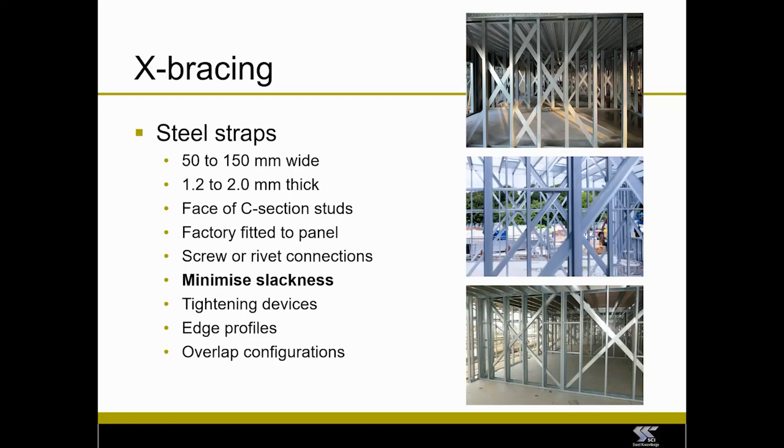So there are various ways that different systems avoid that slackness, whether it be a slight profile on the edge of the bracing strap, or tightening devices within the length of the flat strap, or it may just be that the installation procedure itself includes a method to ensure that you don't have any slackness.